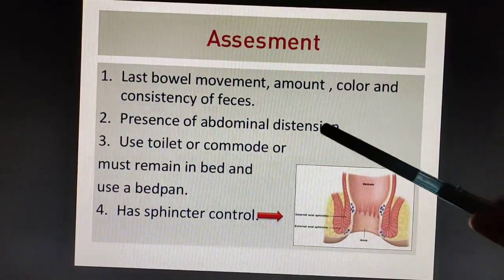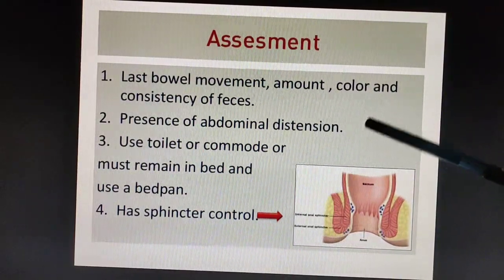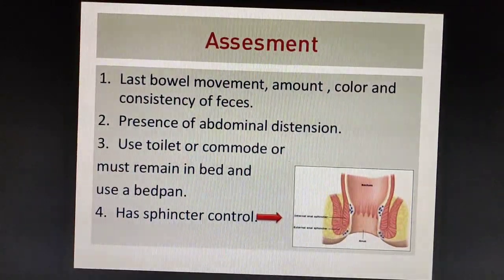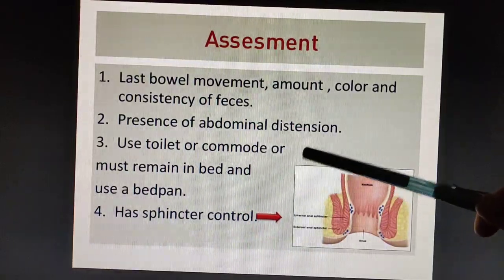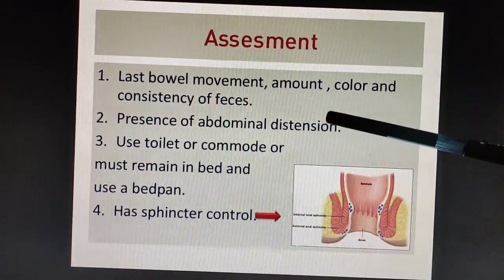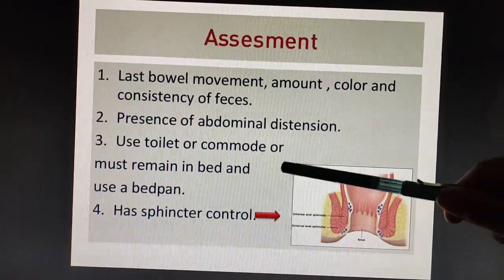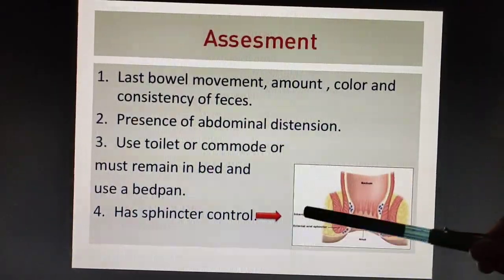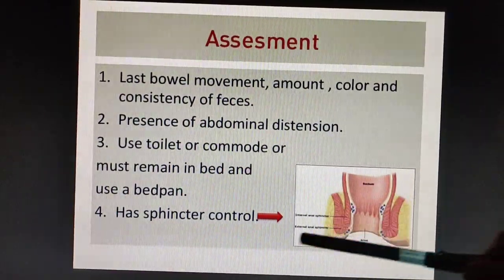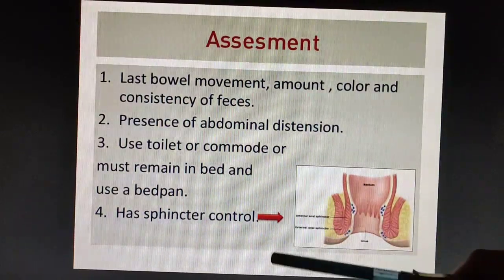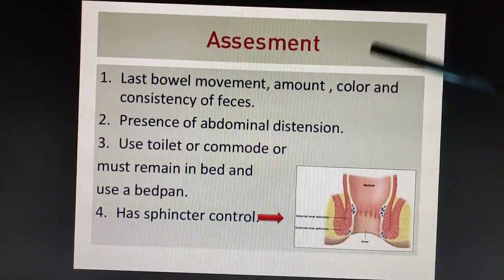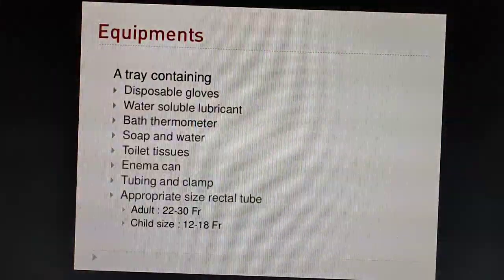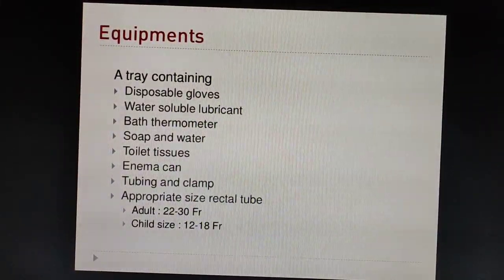Then we have to check whether abdominal distension is present or not. Then we have to check whether the toilet or the commode is near to the bed. And we have to ask the patient whether he has perfect sphincter control. In this assessment we have to discuss these points. Clear? Next we'll see what equipment is required.